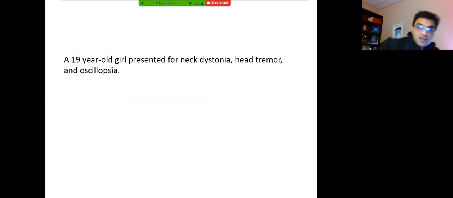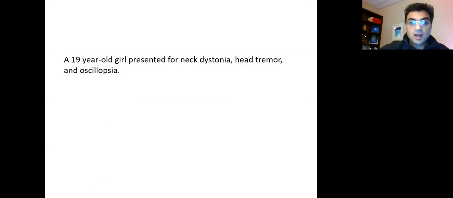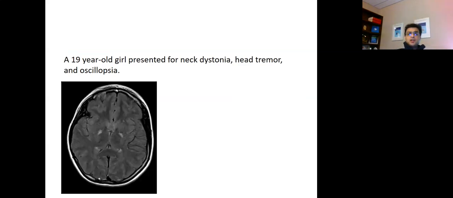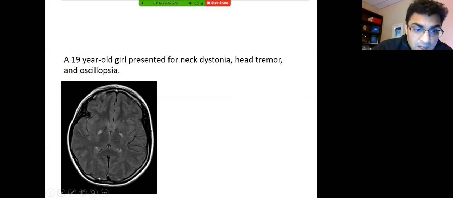A 19-year-old girl. Actually, this is a patient that I saw with my mentor, Dr. Mark Hallett, a 19-year-old girl who came to us for neck dystonia, head tremor, and oscillopsia. She actually came with a robust neck dystonia, and she was very interested in getting deep brain stimulation done. And this is her brain. And what you can see here is that she had some deposits in the globus pallidus. And then when we look at her eyes.